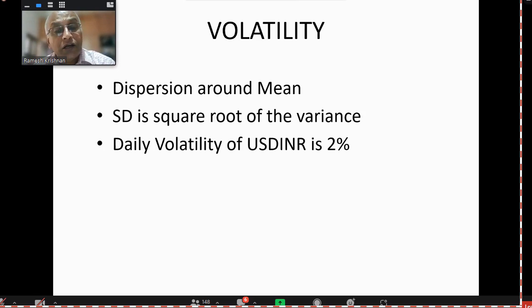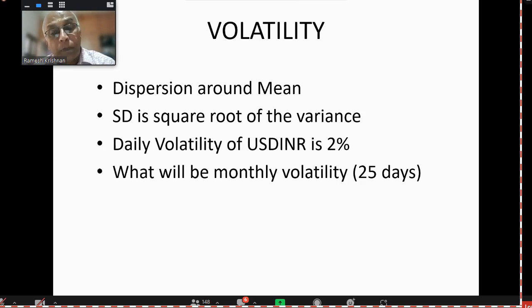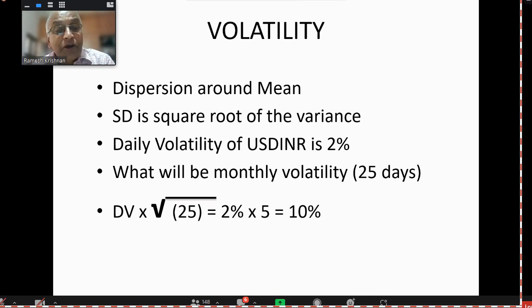So daily volatility of USD INR is 2%. What will be the monthly volatility for 25 days? How will you calculate? Question can come. This is the answer because it is square rooted. Initially around the mean, there is a negative and a positive sign. You want to combine everything into positive, so you will square it. Now you will do the square rooting.